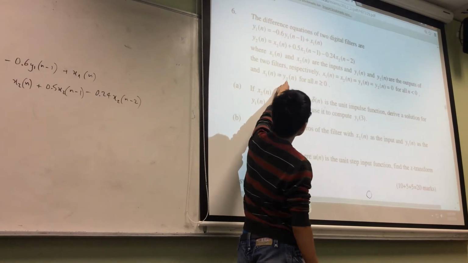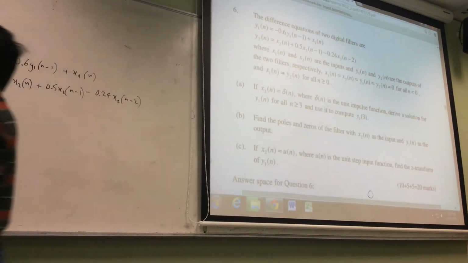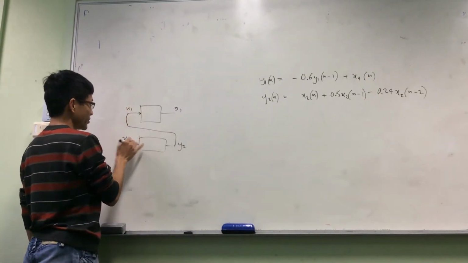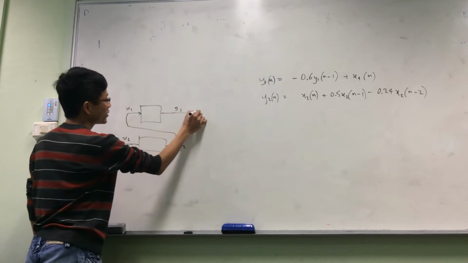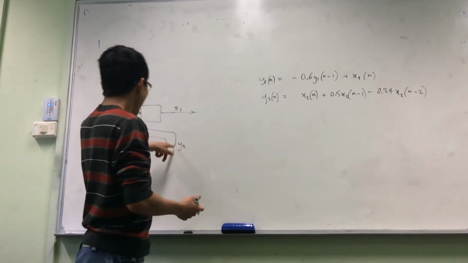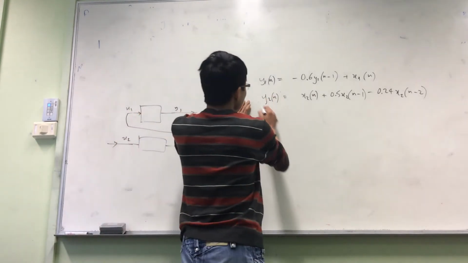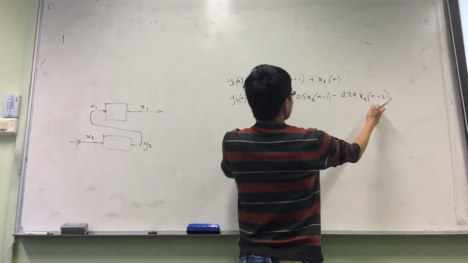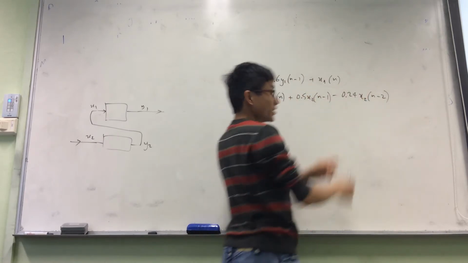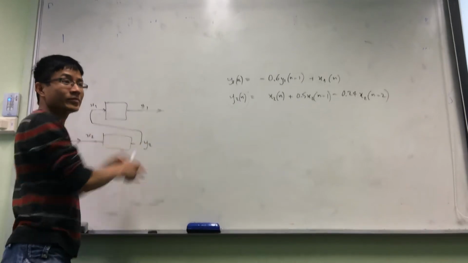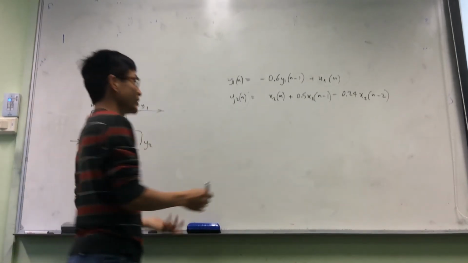Then they simply add together. x1[n] equals y2[n]. That means the output of this one will go to the input of this one. So this one will be the input of the overall system and this one will be the output of the overall system. So y2 equals x1. We take this and put it there, so we get a complete circuit like this, just 2 things added together in series.